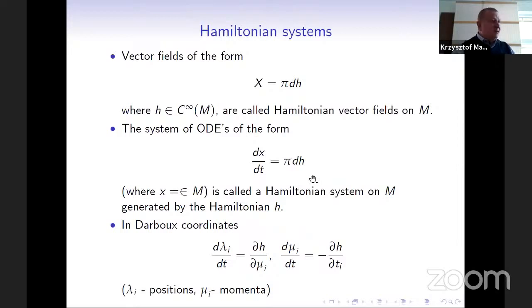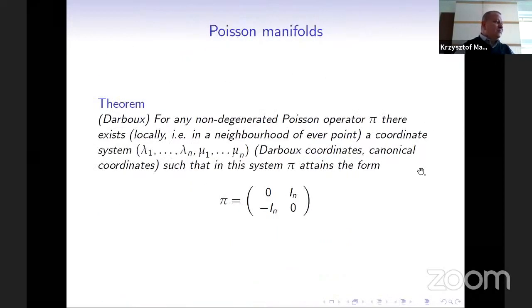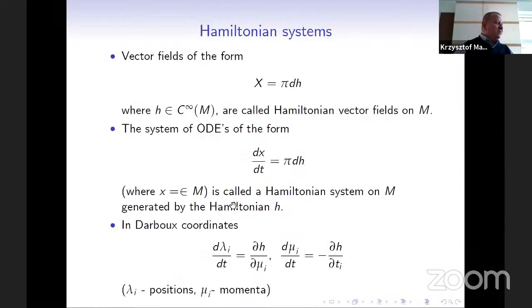And maybe if you remember the Darboux theorem, if you write your Hamiltonian system in Darboux coordinates, then pi has a very special form, which means that in Darboux coordinates the Hamiltonian equations of motion have this very well-known form. It should be lambda_i here, it's a mistake. So usually these coordinates lambda_i are called positions of a dynamical system, and mu_i are usually called momenta of a dynamical system, if you work in Darboux or canonical coordinates. So this is our setup. We live on a Poisson manifold during this talk, and we take a look at Hamiltonian systems on this manifold.